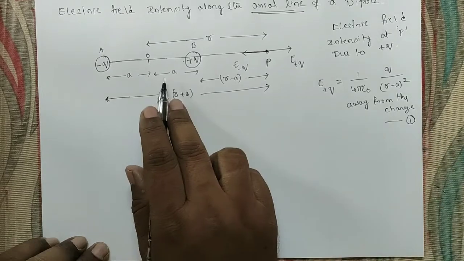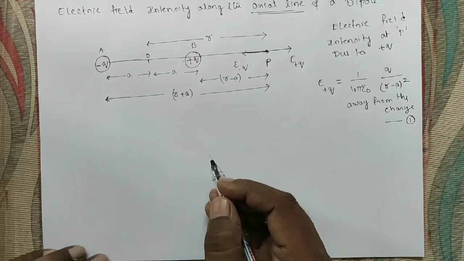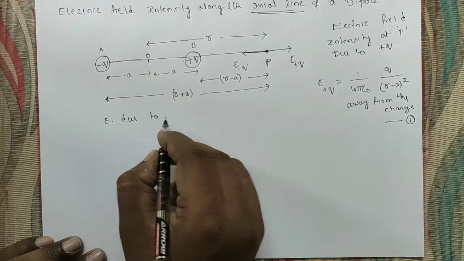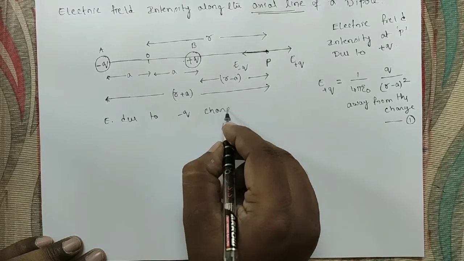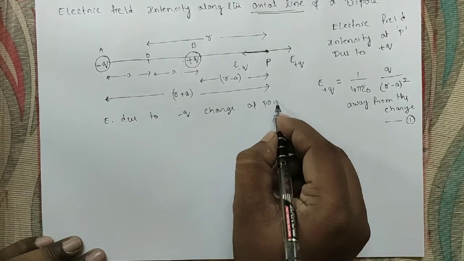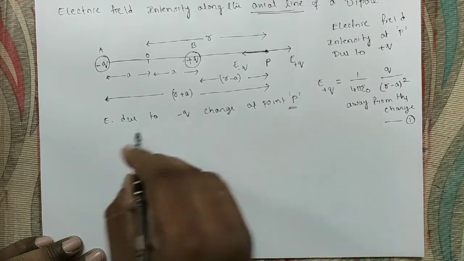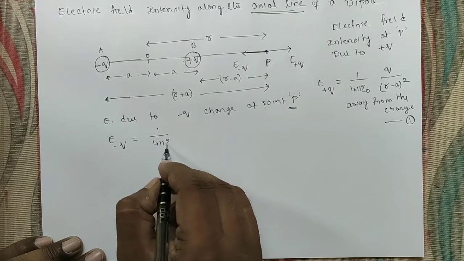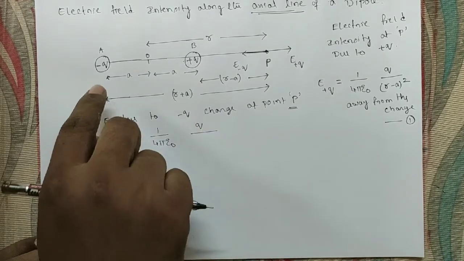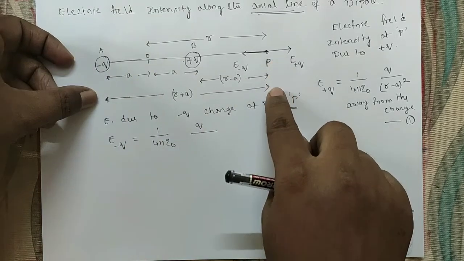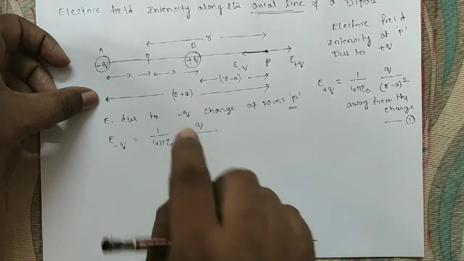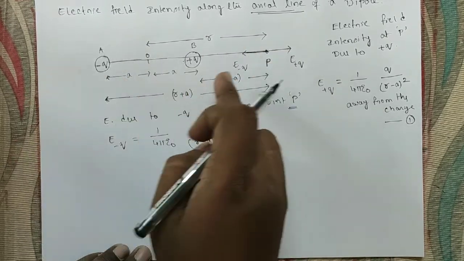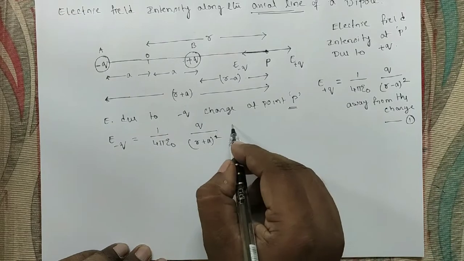The same way, the electric field intensity at point P due to negative charge Q, that is E minus Q, equal to, following the same, 1 upon 4 pi epsilon naught into Q by the distance from the negative charge to the point P, that is R plus A, whole square. So this is towards the charge. So towards the charge we can write.